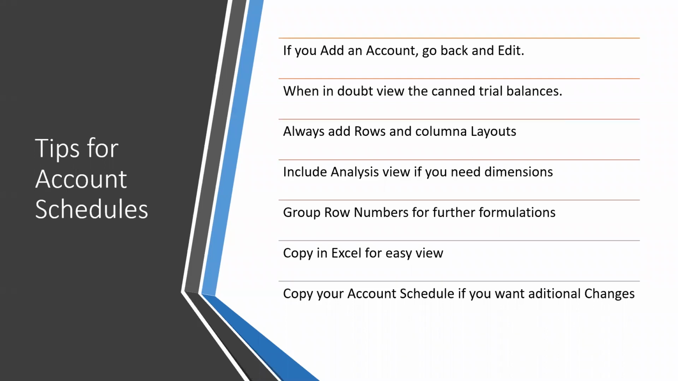Then always add row and column layouts. The idea is that in order to be able to create a report, you need the features: row layouts and column layouts. Include analysis view if you need dimensions. Remember, even though you could create your rows and your columns for the different periods, like we said, sometimes you need to include your dimensions for that. Just have that in mind, you will need the third and last component of the three, the analysis view.